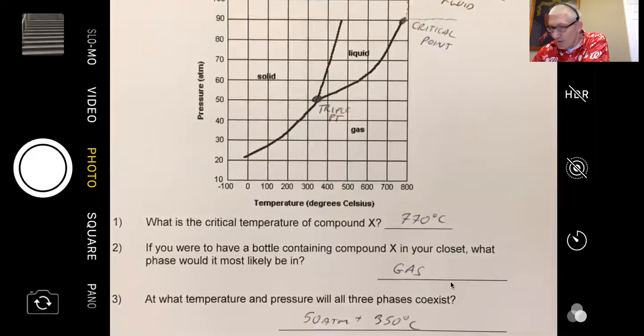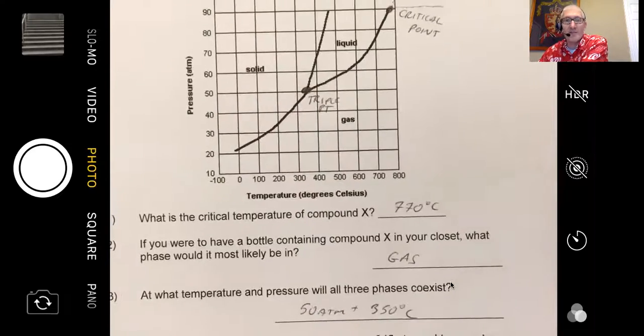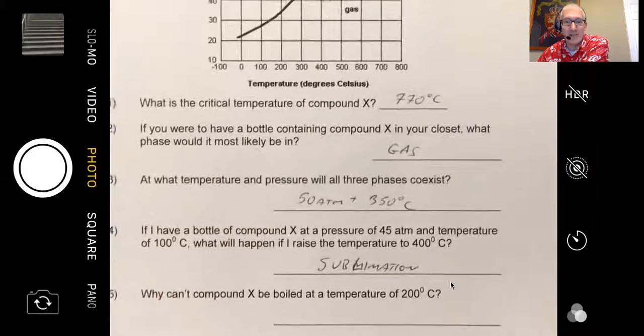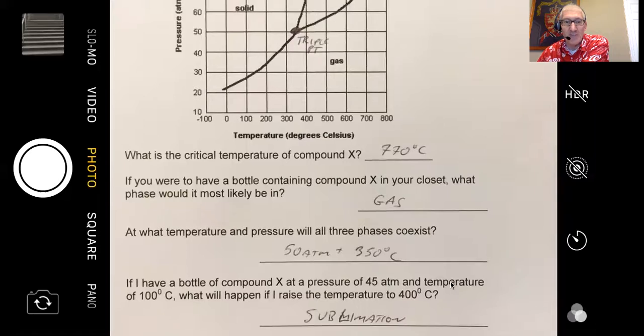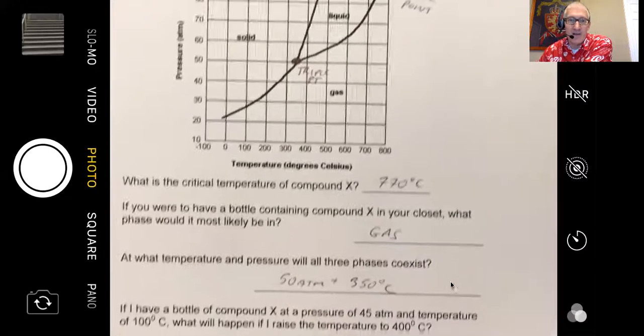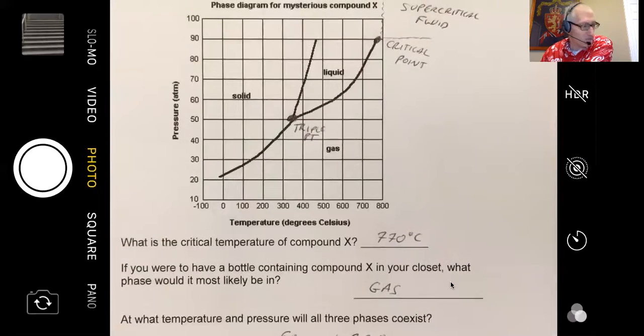Sublimation. And I need to scoot up because I know that I am writing off of the screen for you guys. Sorry about that. So we got sublimation there. All right, I'm going to go back to the graph and then pull this up for the question writing.